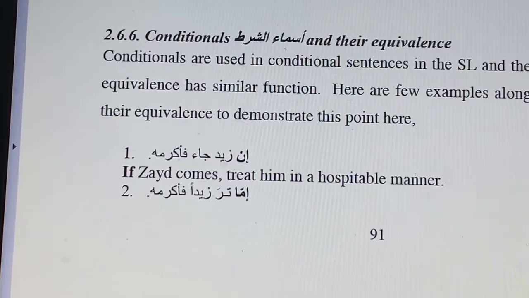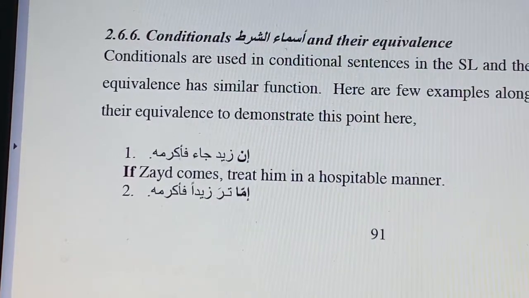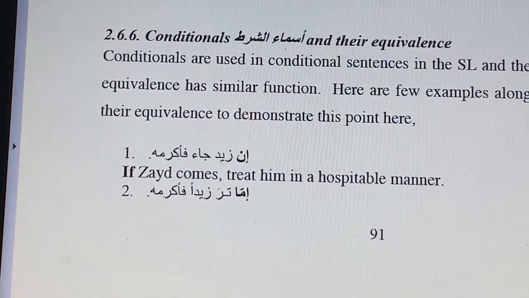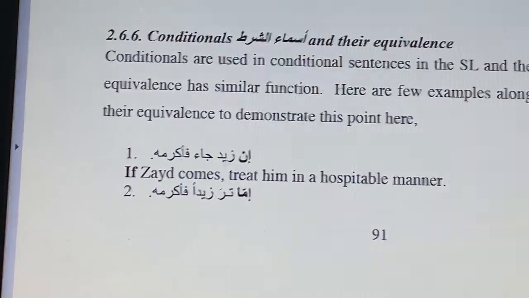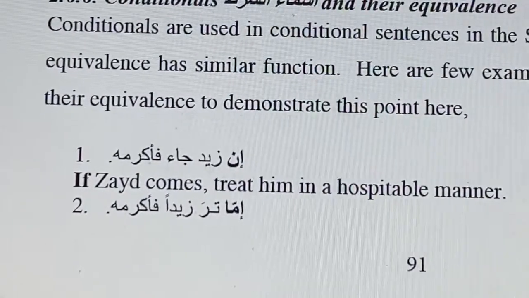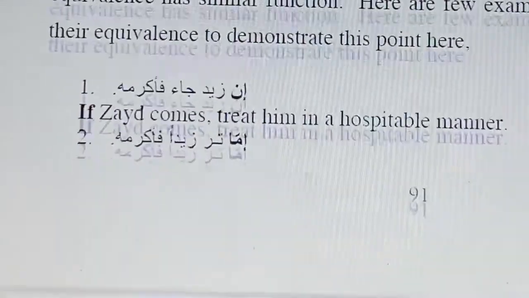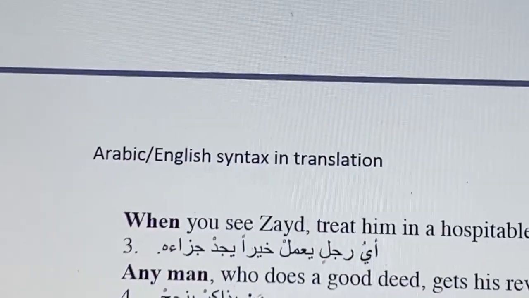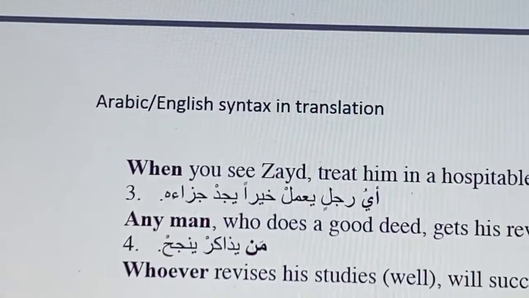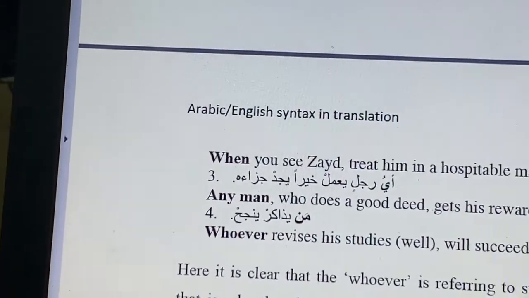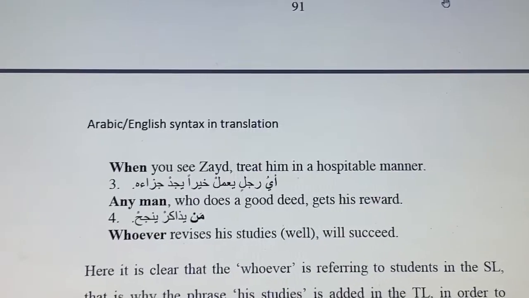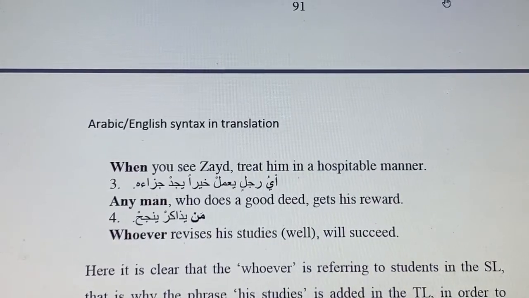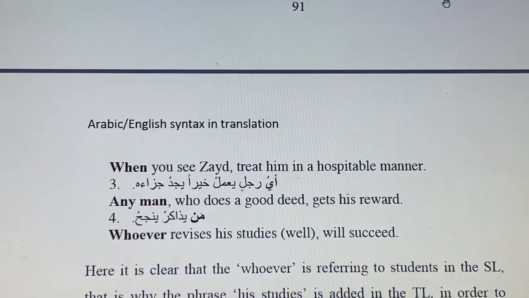Imma, this is the other one. Imma tara Zaydan فأكرمه. إما ترى زيدا فأكرمه. So this is another one, as you can see, إما ترى زيدا فأكرمه. Let's have a look at the English of that one and some of the others, of course. And here, so that you can see another way of saying. So إما ترى زيدا فأكرمه.